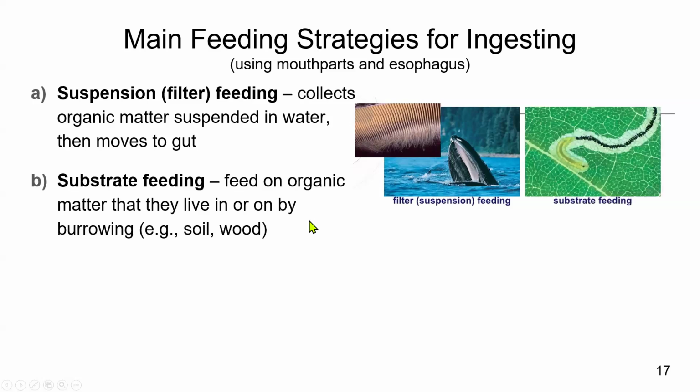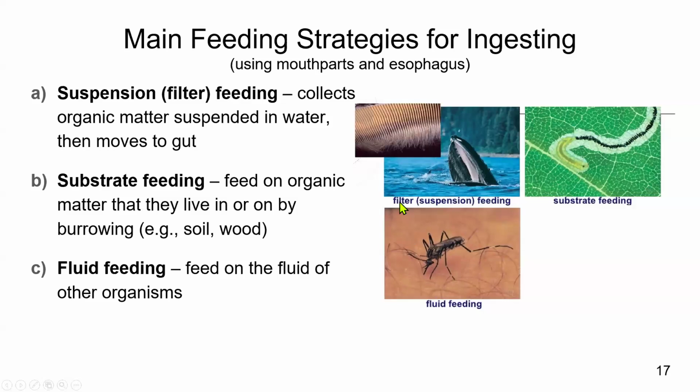You can also have substrate feeding, like you see in the hungry caterpillar that basically moves through its substrate and eats it as it goes. So this is what caterpillars do. This is what worms do. And they basically leave a little trail behind them as they move through that substrate and sort of take it in.